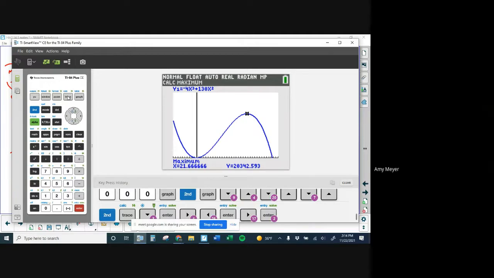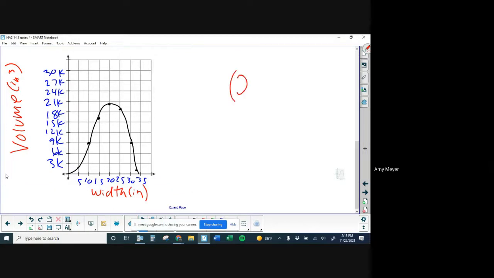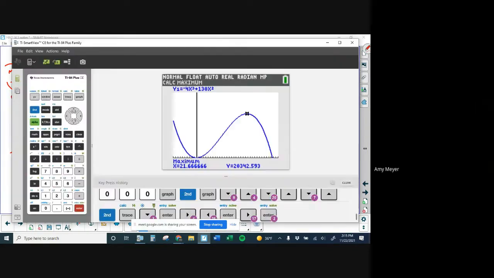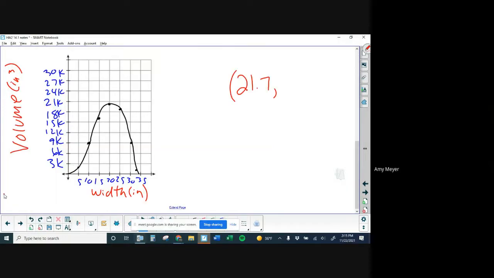Think about what you should round to based on what the units are. If it's people, it's got to be a whole person. If it's dollars, hundredths. This one is width in inches. So there's some give or take there. Maybe the nearest tenth for width would be good. Volume, maybe the nearest whole number. That's your maximum. This is width in inches. This is volume in inches cubed.